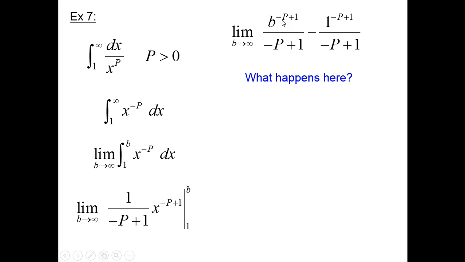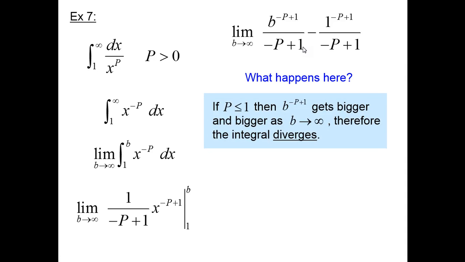If this negative p plus 1 turns out positive, then as b goes to infinity, this first fraction will blow up and go to infinity. So in order for that to turn out positive, p has to be less than or equal to 1. Make a little inequality on your paper so you see it. Negative p plus 1 greater than 0. In that case, the integral would diverge.